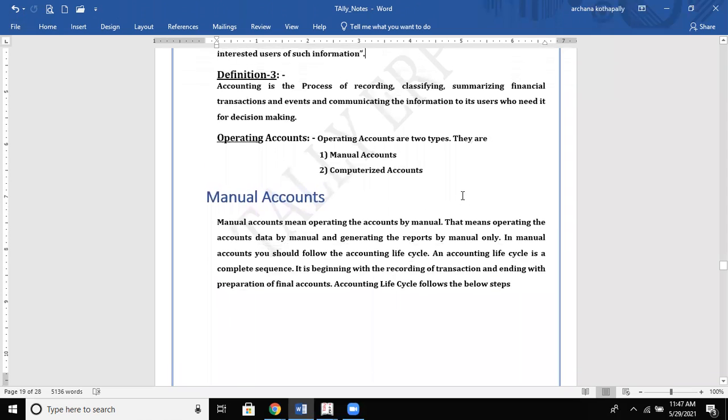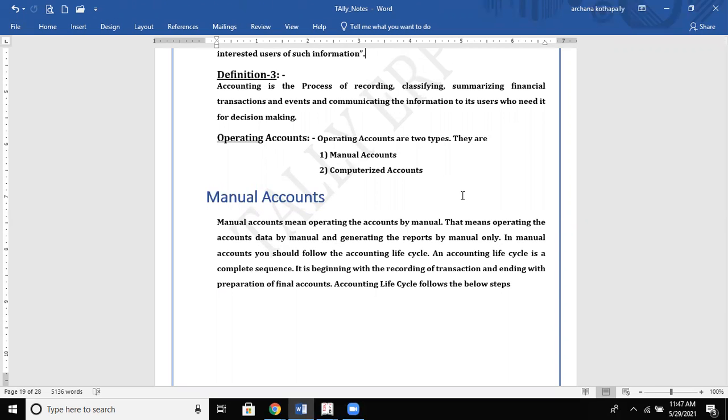So here it says that accounting is a process of recording, classifying, summarizing financial transactions and events, and communicating the information to the users who need it for decision making. So basically, we have two types of accounts in Tally: the manual accounts and computerized accounts. So what is all about manual accounts? Manual accounts means operating the accounts by manual way, with manpower. That means operating the accounts data manually and generating the reports manually only. So nothing related to software.